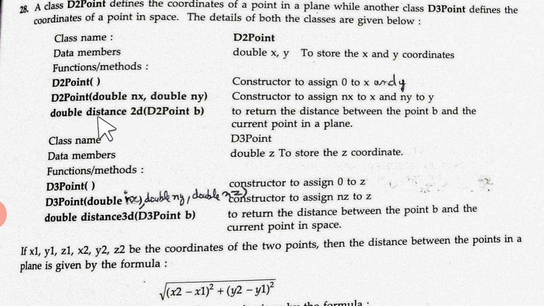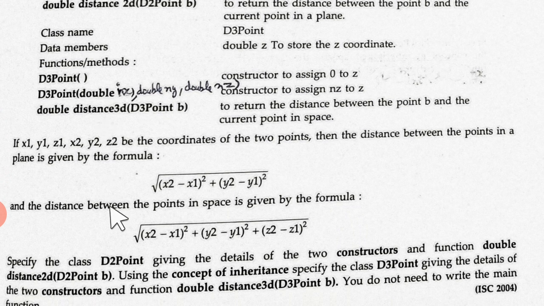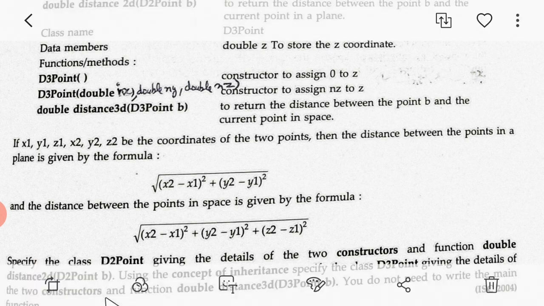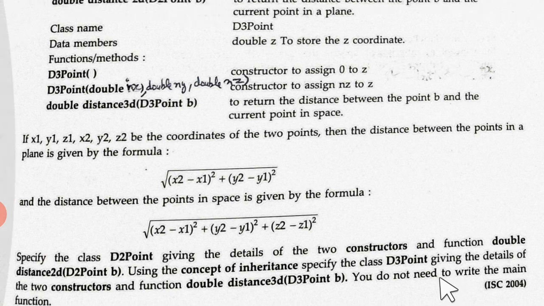All right. Now we'll move towards the program or the code, but before that I just want you to read this statement. Specify the class D2Point giving the details of the two constructors and the function double distance2D(D2Point b) using the concept of inheritance. Specify the class D3Point giving the details of the two constructors and the function double distance3D(D3Point b). You do not need to write the main function. It is the ISC 2004 program. So let's start the coding now, students.